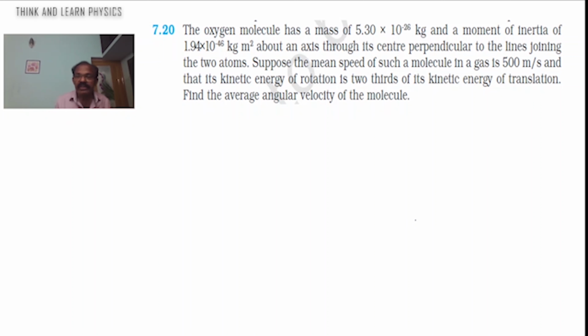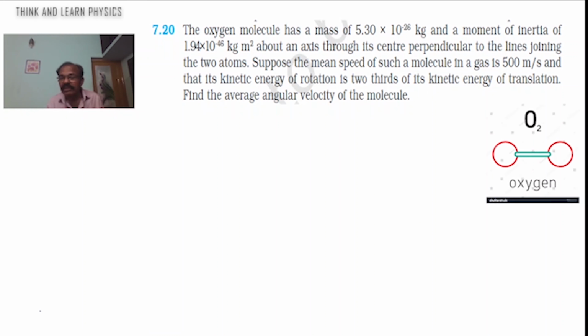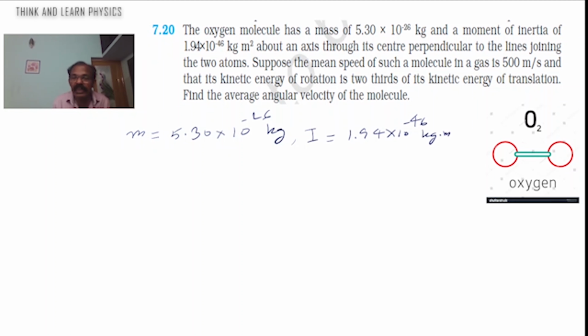Now, in order to understand the situation, let us draw the diagram of the oxygen molecule. It will be like this. Now, the mass of the oxygen molecule can be written as m equals 5.30 into 10 raised to minus 26 kilogram. Moment of inertia I equals 1.94 into 10 raised to minus 46 kilogram meter square. Mean speed of the molecule is v equal to 500 meter per second.